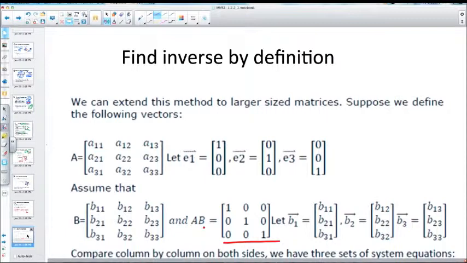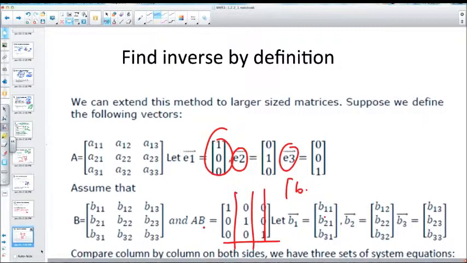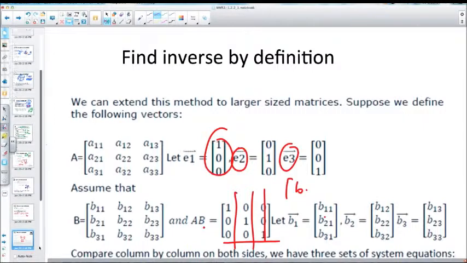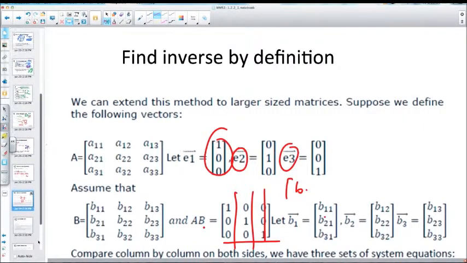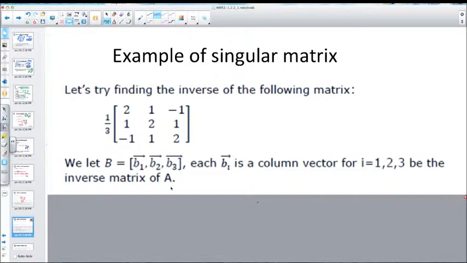You can write the identity matrix as E1, E2, E3, the first column, the second column, the third column. If you look column by column, each column you can get 3 equations. That's why you got 9 altogether. Let's just do one to see what we get. That's my matrix A.